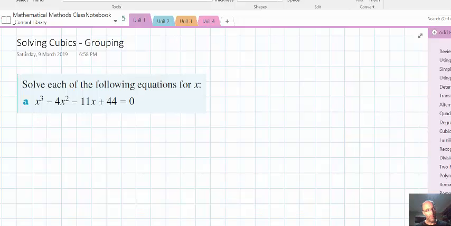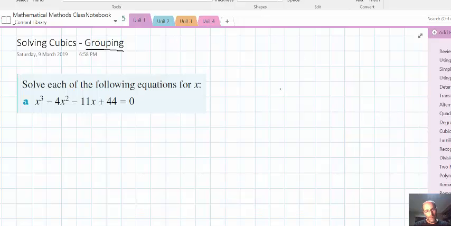We're going to look a bit further into solving cubics and cubic equations. Sometimes, if you're lucky, you can use a type of grouping a little bit reminiscent of what we did with quadratics, but this doesn't always happen. You've just got to see if there is actually something you can group.